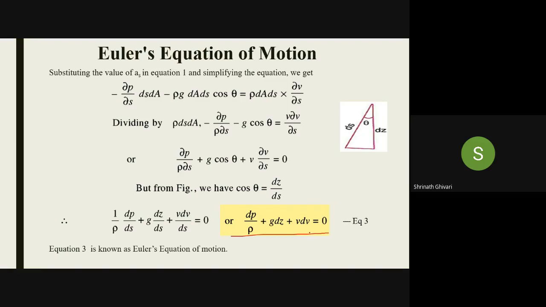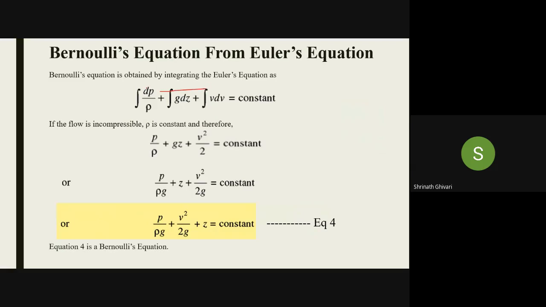Now, how we will derive the Bernoulli's equation from the Euler's equation of motion: we are going to integrate this Euler's equation. So we integrate dp/rho plus g dz plus v dv equal to constant. If the flow is incompressible, rho will remain constant, so we are taking rho out. The integration of dp will be p, plus g z, plus v square by 2, because the integration of v dv is v square by 2.